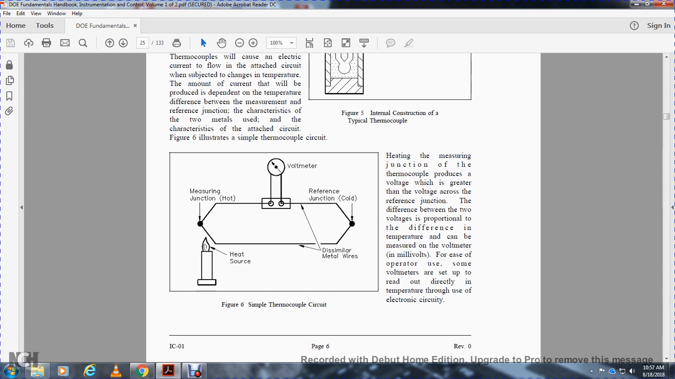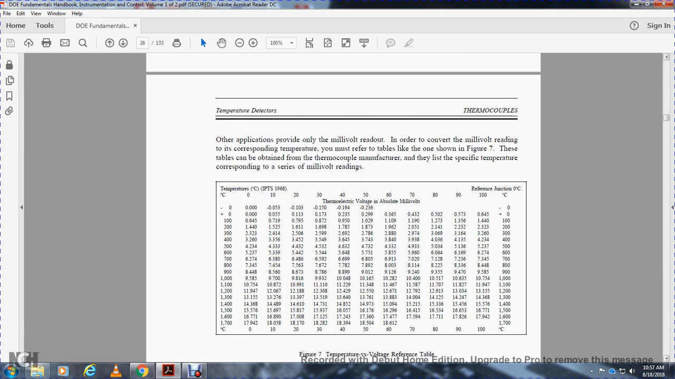The circuit shows the heat source at the hot measuring junction, a voltmeter, and the cold reference junction with dissimilar metal wires. Heating the measuring junction of the thermocouple produces a voltage greater than that of the reference junction. The difference between the two voltages is proportional to the difference in temperature and can be measured with the voltmeter. The voltmeters can be read out directly in temperature through the use of electronic circuitry. Other applications provide a millivolt readout.